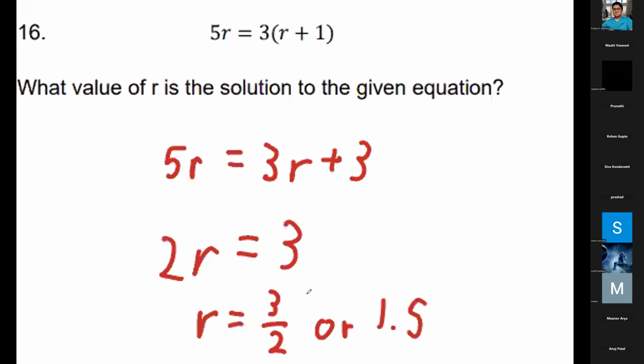So you can put either of these as the correct answer. I didn't even circle that properly. But you can put either of these as the correct answer. They're both the same thing. Question 17.